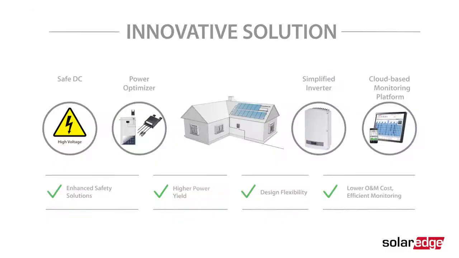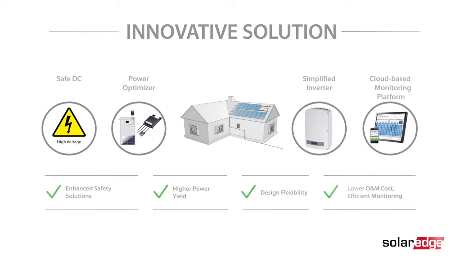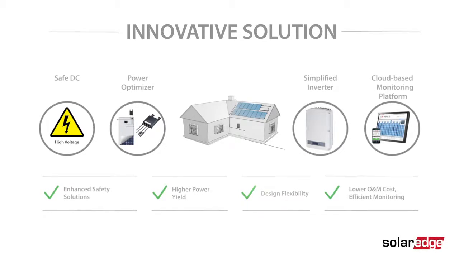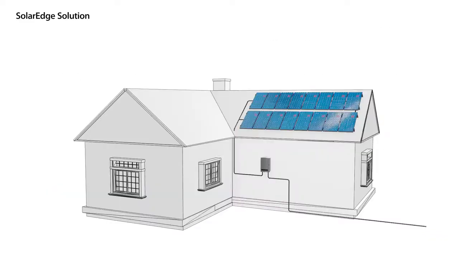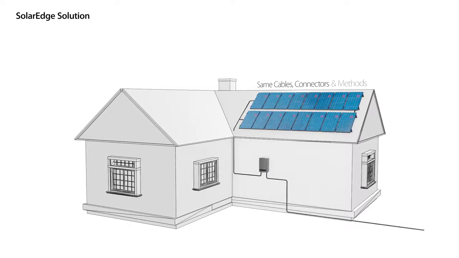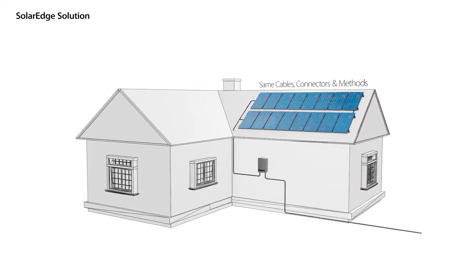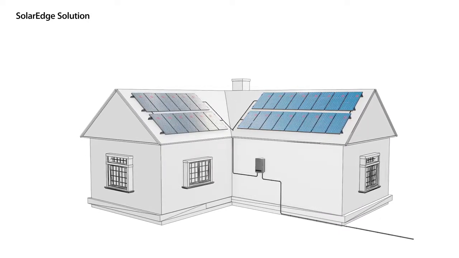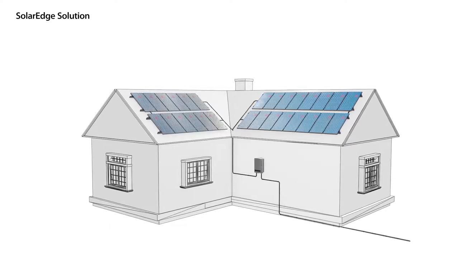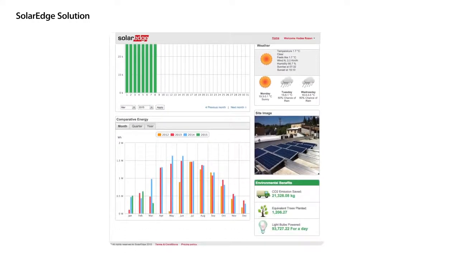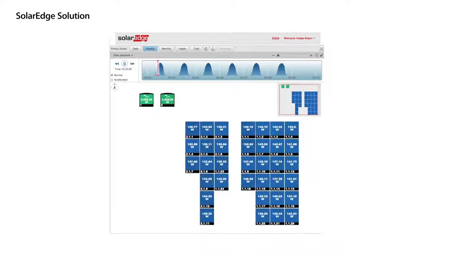connection. Our solution includes two additional features: a panel-level cloud-based monitoring platform, which is accessible from any computer or handheld device, and an enhanced safety mechanism. When installers install the SolarEdge solution, they use the same cables, connectors, and methods as used in traditional systems, and are able to install more panels, to combine long strings with short strings, and to install panels on different facets of the roof.